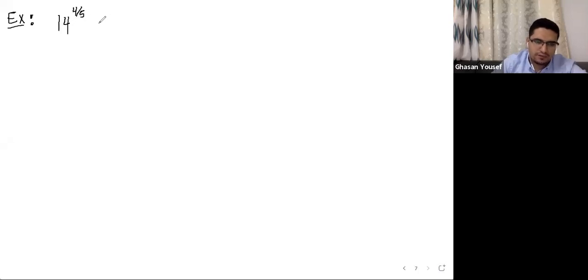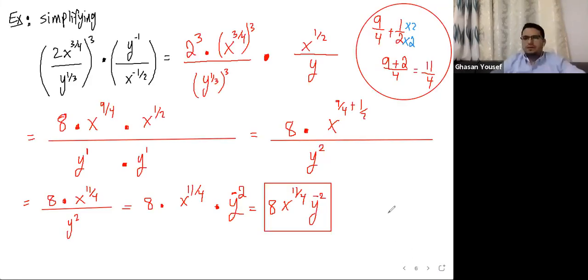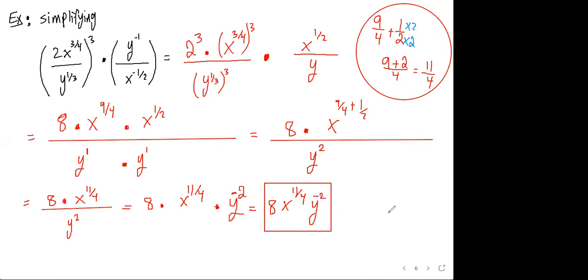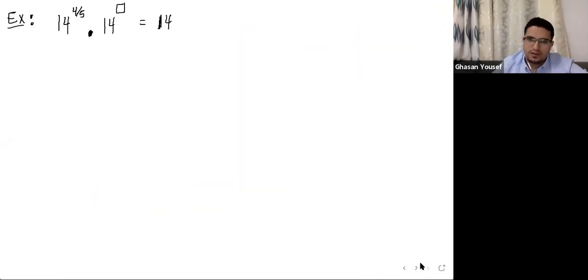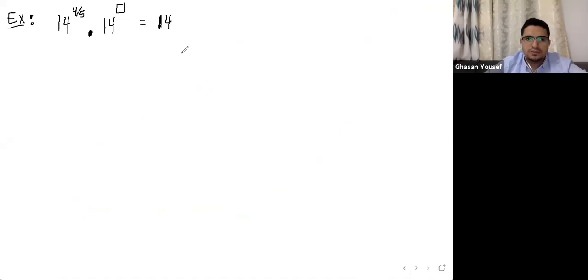If I have 14 to the power 4 over 5 times, it's not the question exactly, not the plus, it is multiplying, times 14 to the power of a box. This is equal to 14. So what do I have to write inside the box? Wait, the answer was 14 to the power of what? 14. Okay, 14 to the power 1, or just 14. The answer is 14. So what exponent should I write inside this box to give me 14?